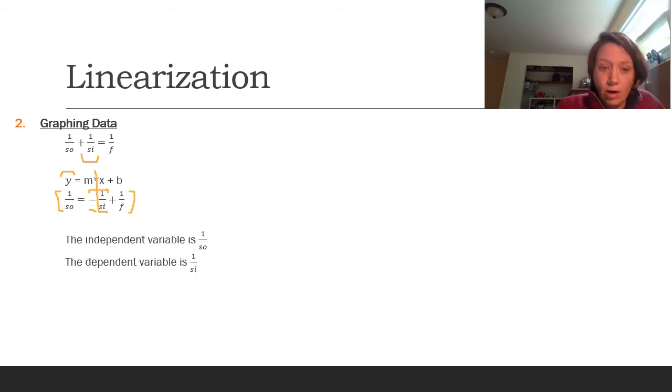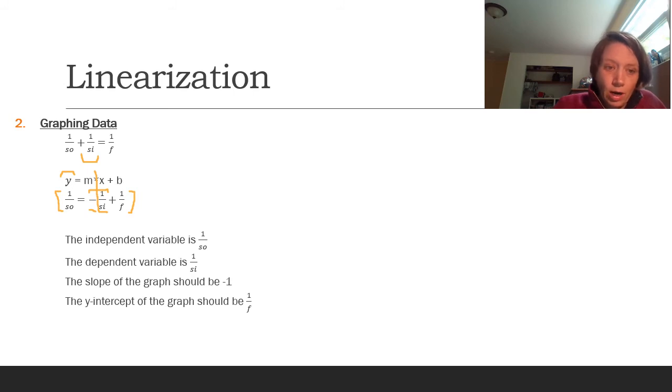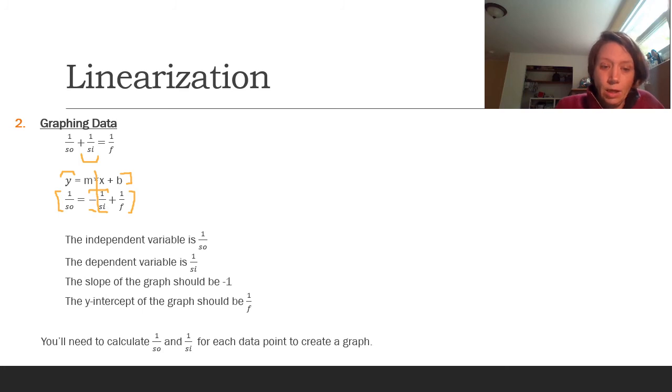Then my variable on the x-axis is going to be 1 over SI, and the slope of the graph, like I said, the m value, should end up being negative 1. And the y-intercept of the graph, or the b value, should be 1 over F, and that's how we can figure out our focal length. This graph, we're going to be using the intercept to figure out the wanted value.